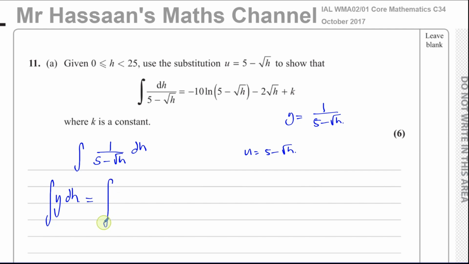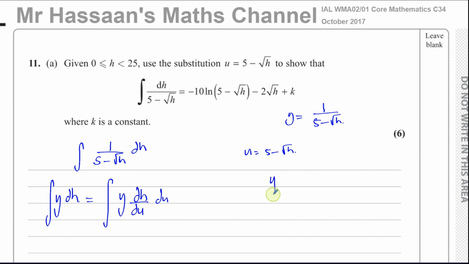In order to do that, we say that's the same as integrating y dh du with respect to u. So y times dh du will give me the same as y dh. In the end, we have to put everything back in terms of h again. But in the beginning, because we have to integrate with respect to u, everything in here must be written in terms of u.